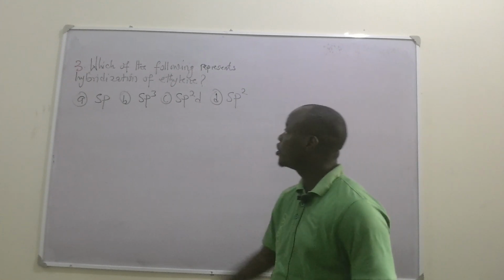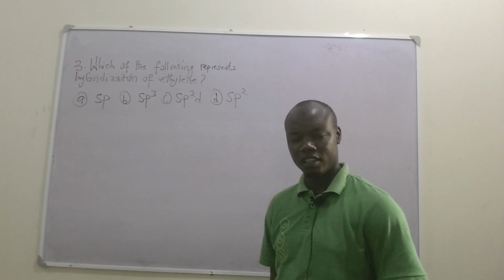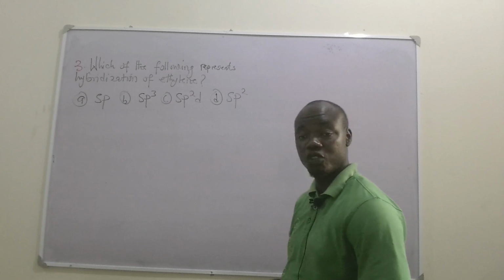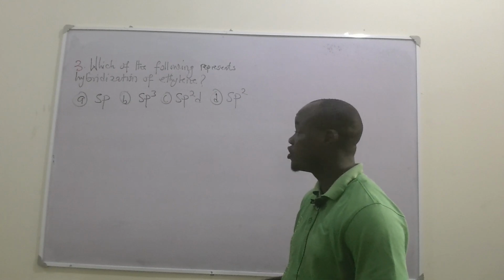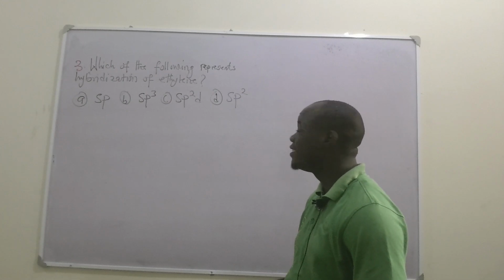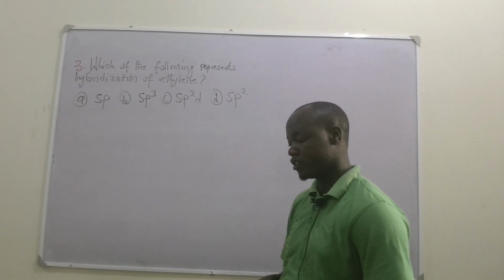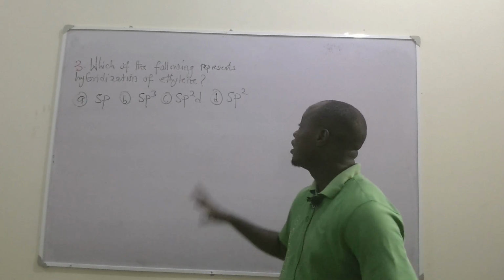Now another question, which of the following represents the hybridization of ethylene? A, sp; B, sp3; C, sp3d; and D, sp2. So how are we going to get the hybridization of this? It's simple. How do you calculate?